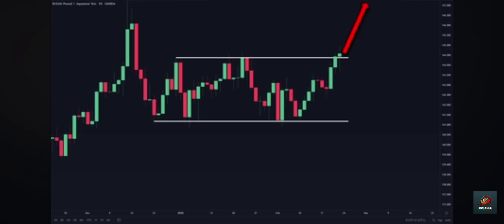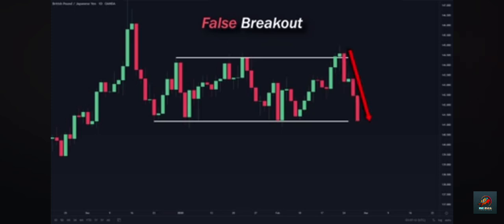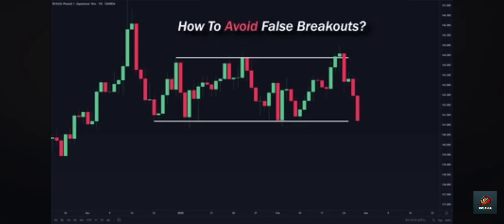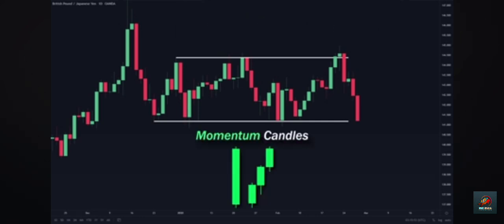Well, this is actually the wrong mindset to have, because a breakout doesn't equal a trend. There's always a possibility of it being a false breakout. That's when the price broke above a key level, only for it to come back down again. So if you took a buy position here, you would actually lose money. And so, how do we avoid these false breakouts? Well, a simple trick that I like to use to avoid false breakouts is by looking for momentum candles at the breakout. A momentum candle could be in the form of a big candle or multiple medium-sized candles.